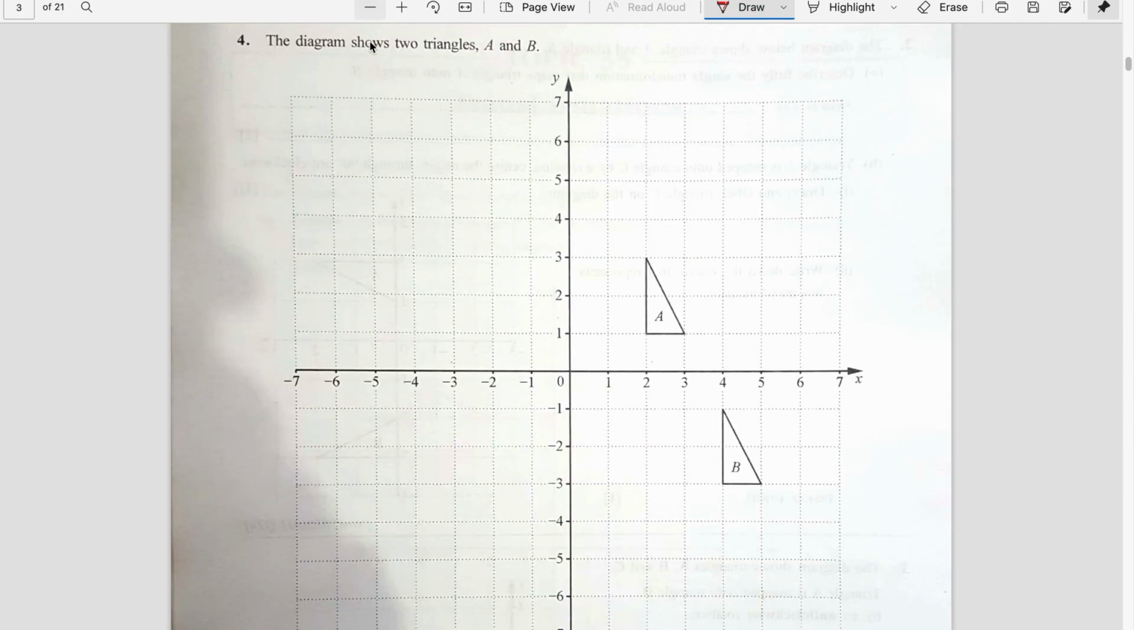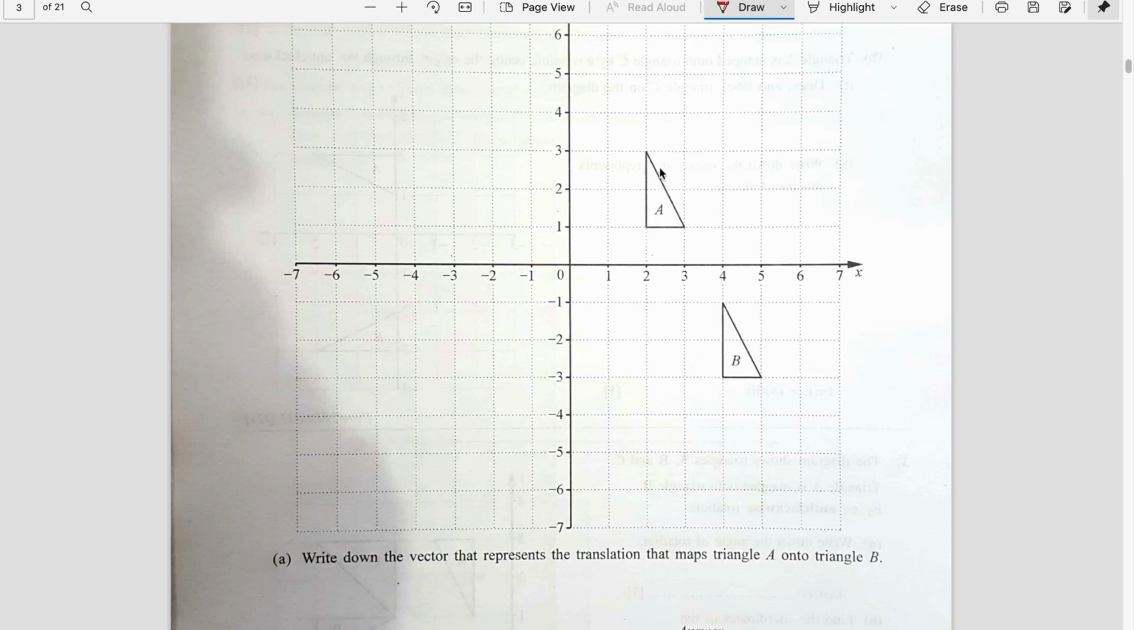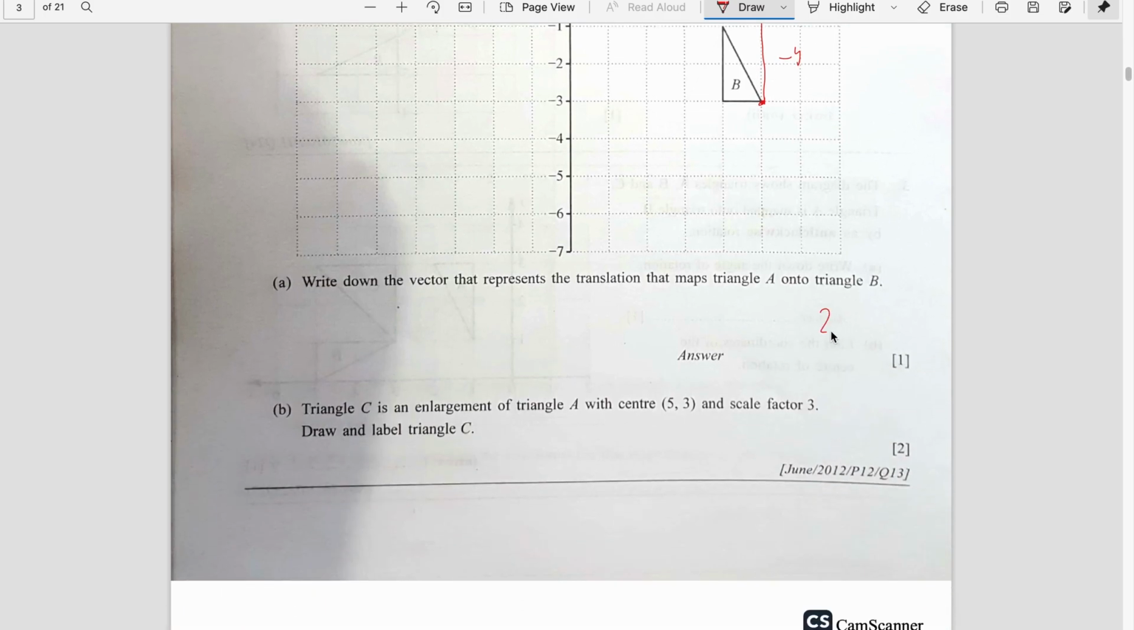Okay, the diagram right here shows A and B. Write down the vector representing the translation. So the translation which maps A onto B. It is coming from A to B. So we select these 2 points. Always count x first. So this is positive 2. And downwards it is 1, 2, 3, 4. So minus 4. And you get your vector 2, minus 4.